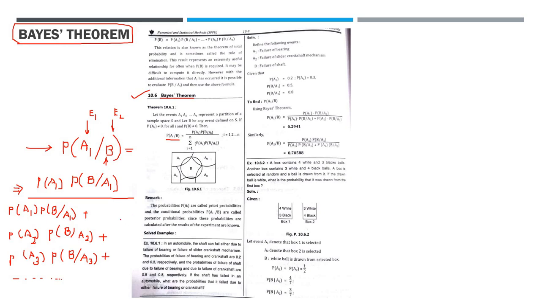Now let us take some examples. We can expect examples of this type, based on the Bayes theorem, in the university examination. The examples are very simple. Just concentrate on this formula. This is very important. The formula is very simple.